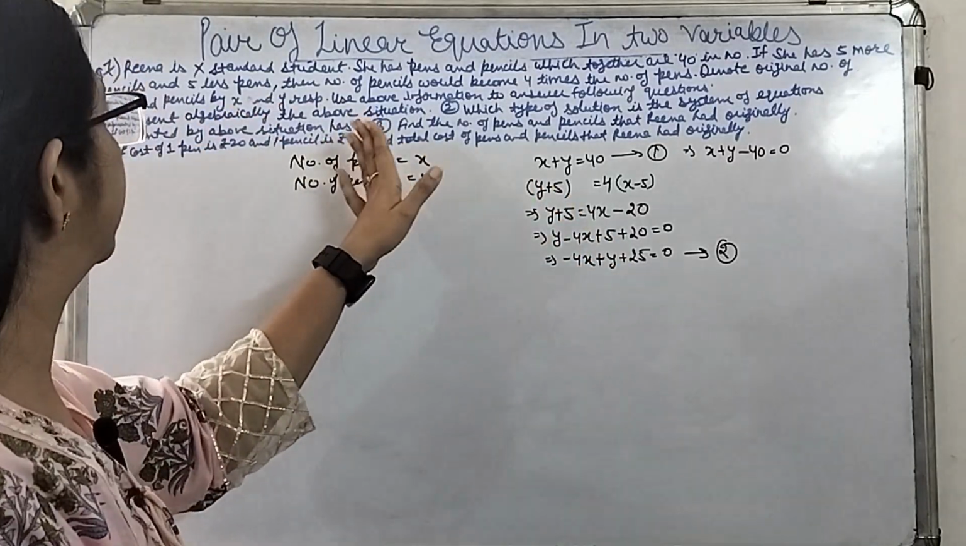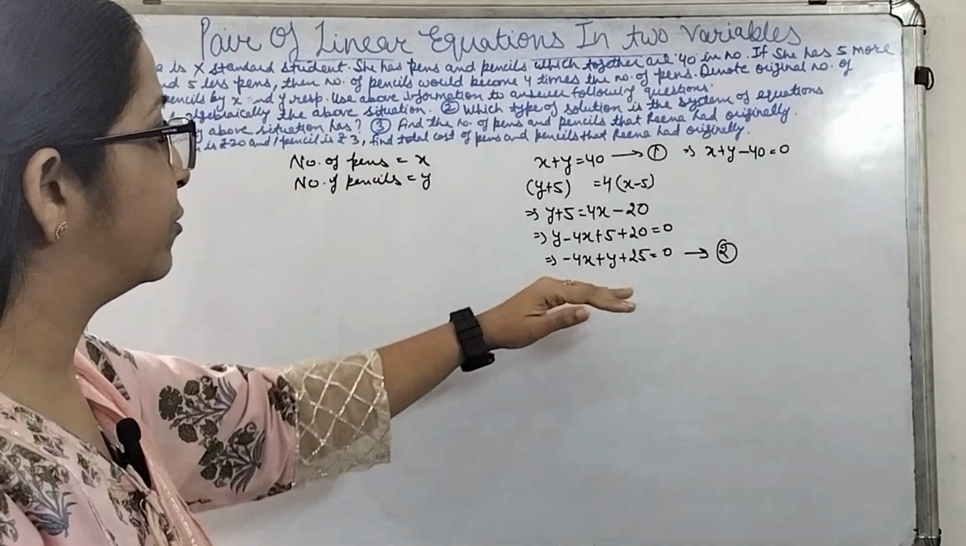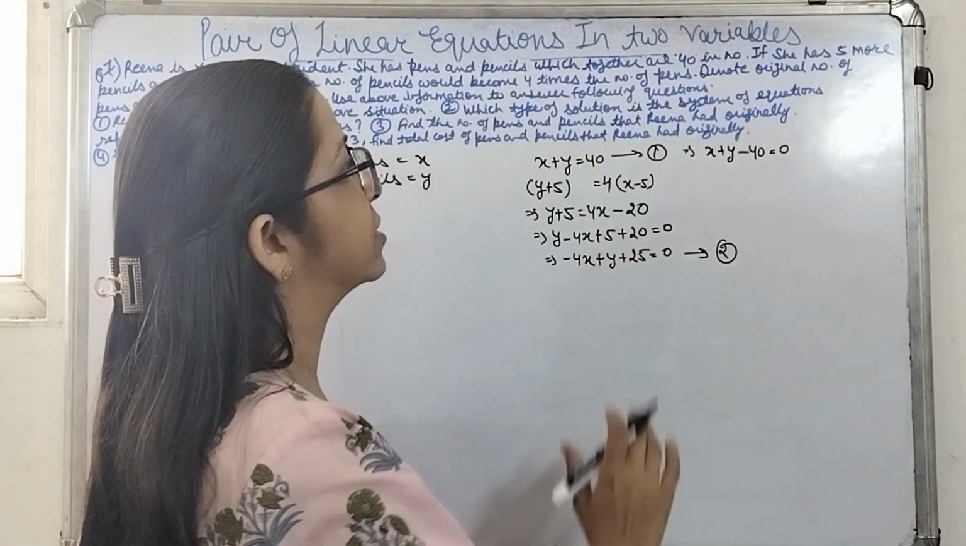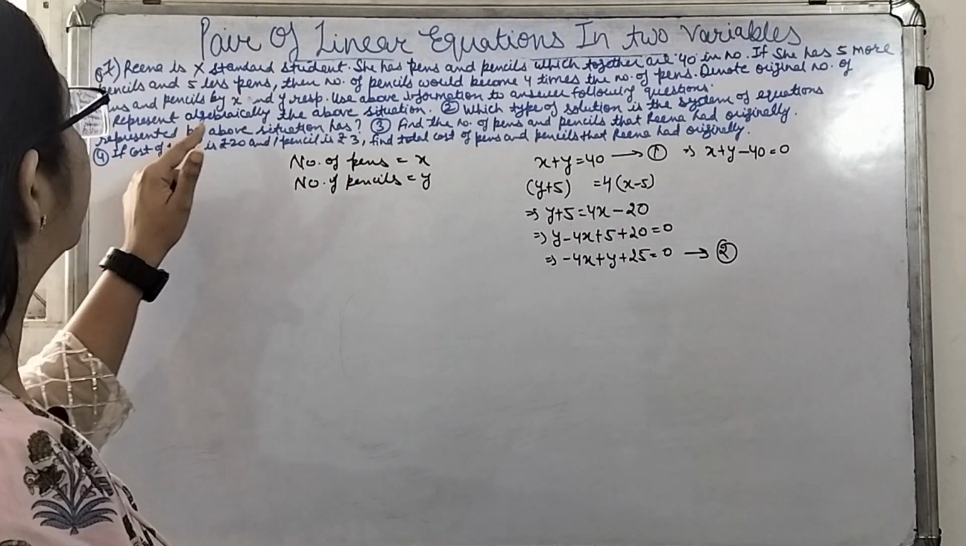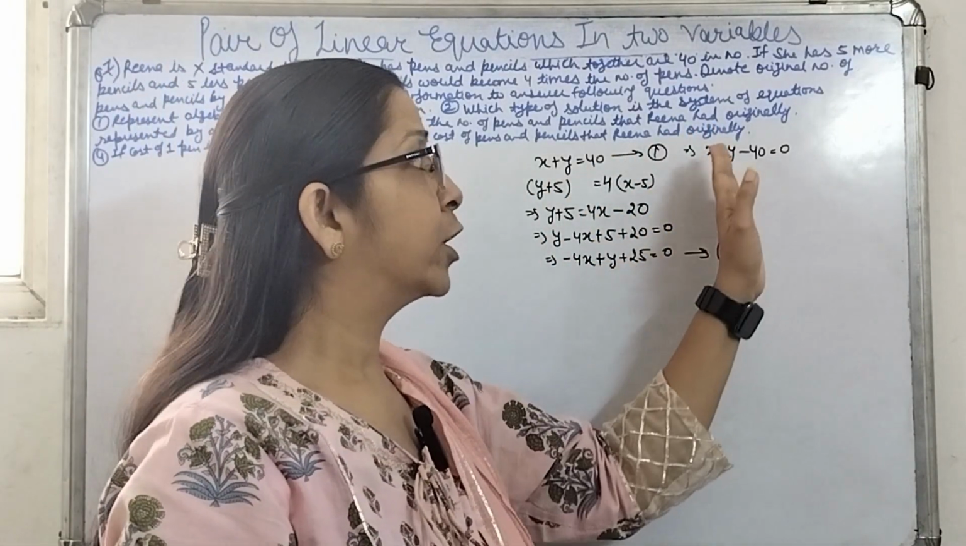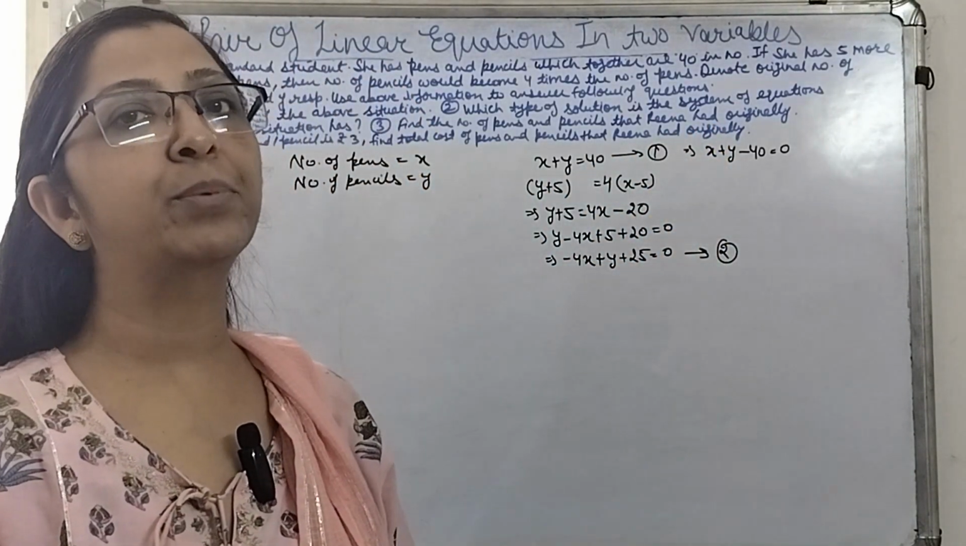We have represented it algebraically, right? This is the first question. Now the second question is, which type of solution does the system of equations represented by above situation have? Now these are the two equations. Now which type of situation is it representing?